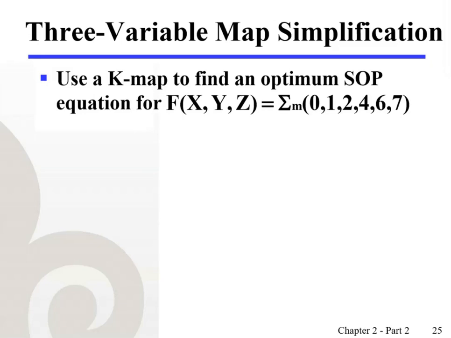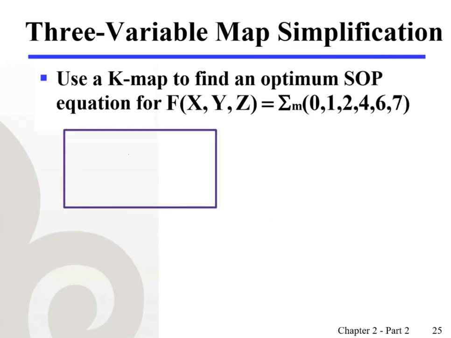Now let's take a look at the following example. We are given the following function, defined by 6 minterms, a sum of product terms. Our task is to use the K-map to find the near optimum sum of products. So first let's draw the K-map for 3 variables.